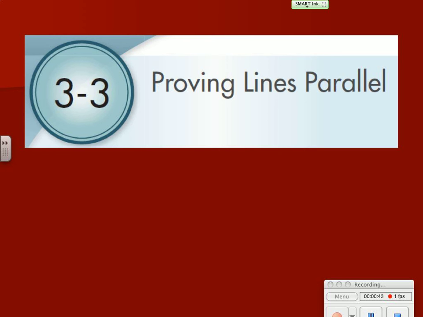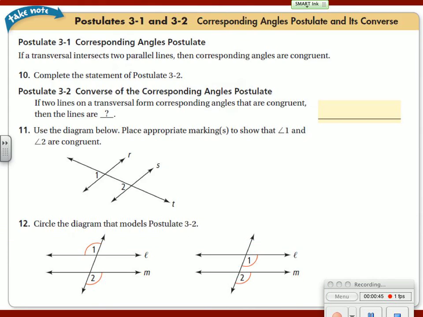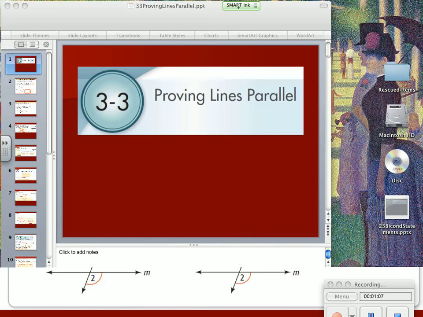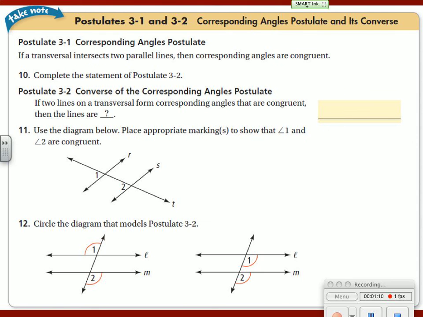So we're going to have a couple of theorems and postulates to learn in lesson 3-3. Starting off, there's postulate 3-1, which states, if a transversal intersects two parallel lines, then corresponding angles are congruent. So we're going to do the converse of that postulate now. When we look at postulate 3-2.